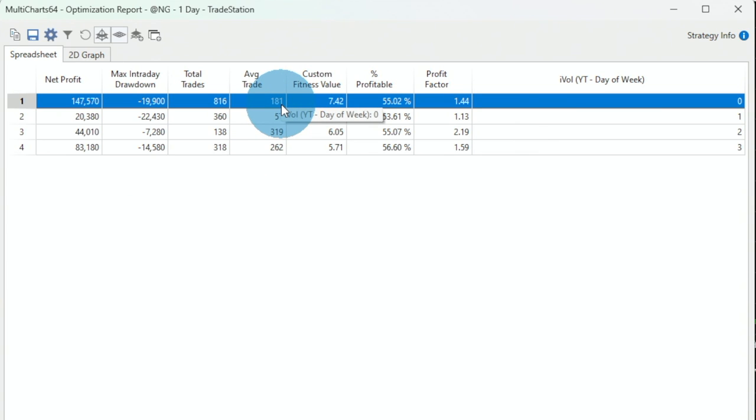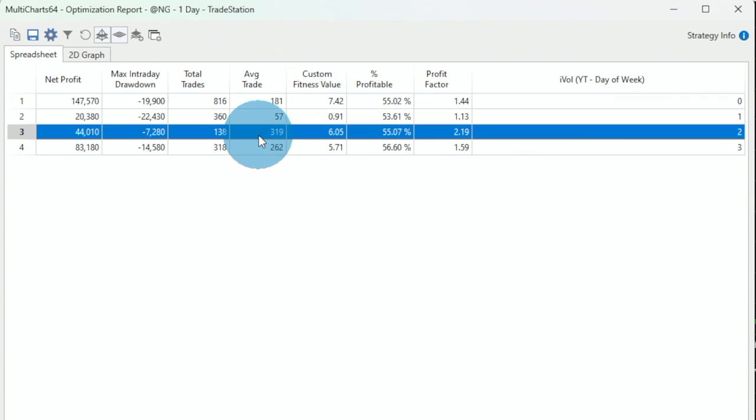Our average trade was 181, and look at this, 319. It's 138 trades compared to 816. That's already a lot of savings. We are out of the market, but our average is almost double and our drawdown is less than half. It's a huge improvement by simply adding volatility.